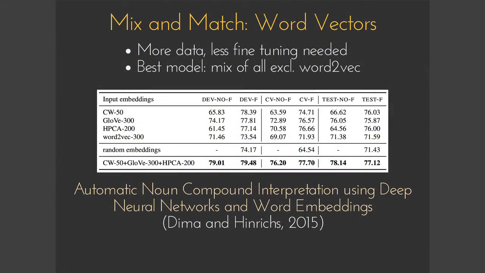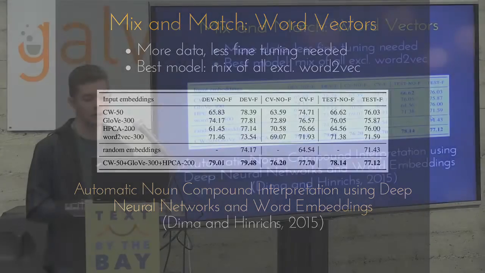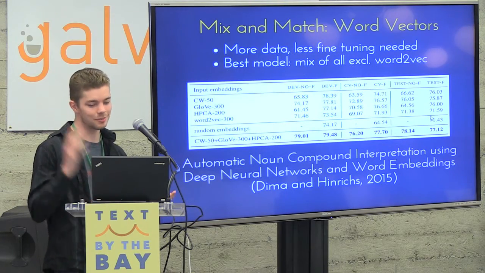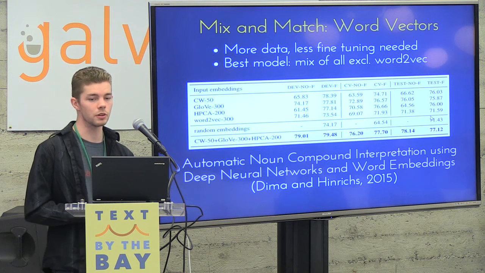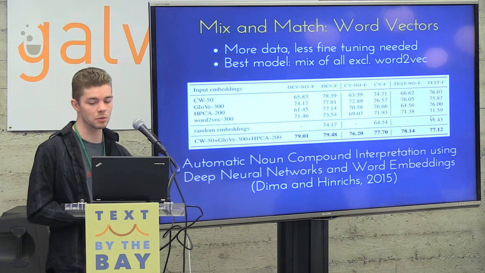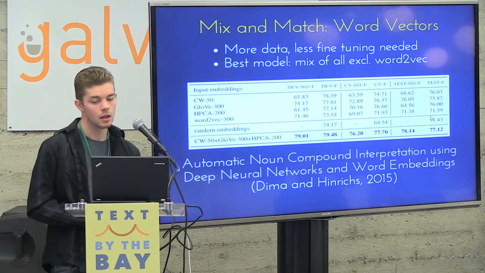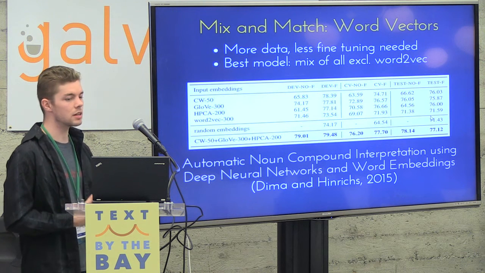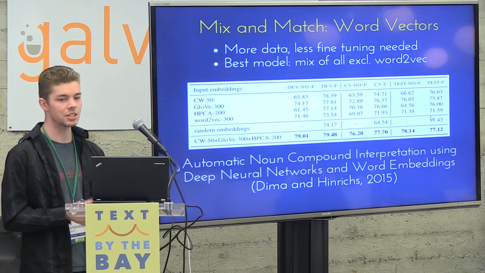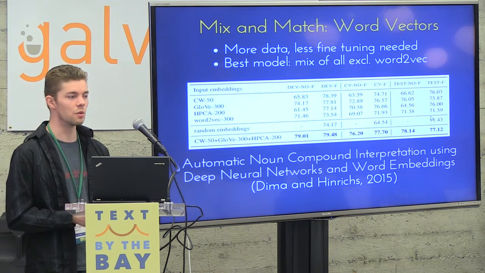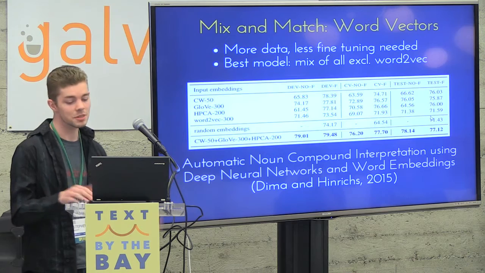I'd also mention one extra thing, which is if you are going to be using word vectors, you probably want to mix and match as much as possible. So this is work from automatic noun-compound interpretation using deep neural networks and word embeddings. And they basically found that by combining three different representations of word vectors and using that for their final task, they were able to get substantially better results. The other thing that was interesting was that the more data that was provided to the word vector representations themselves, the less fine-tuning was needed to actually get the best results in the end. So again, more data, less problems, sometimes.